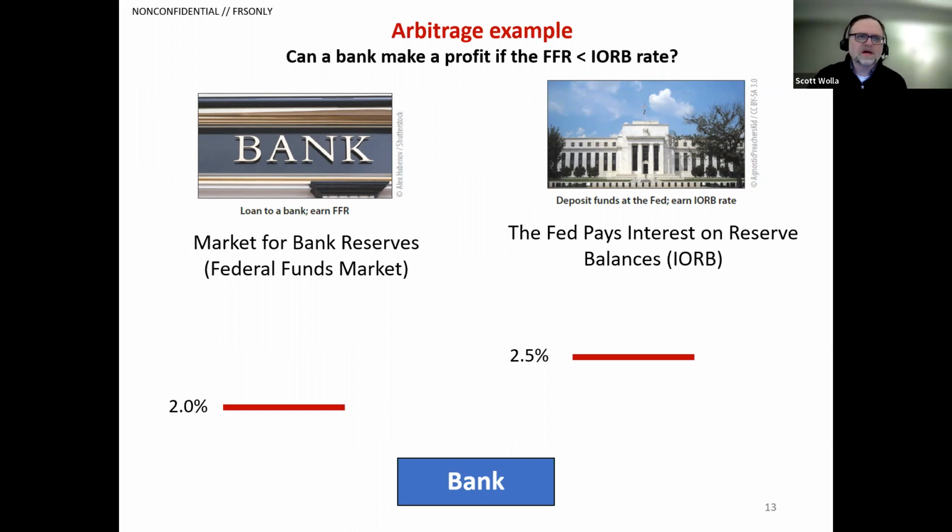You can chat in the box, or feel free to unmute if you want. It's a small group.